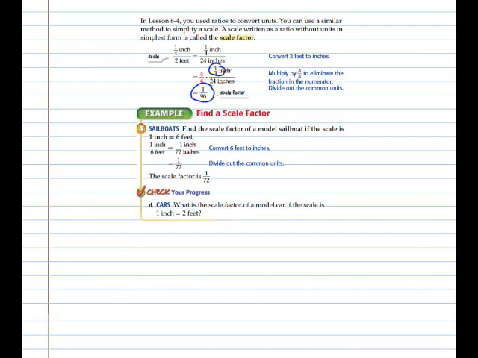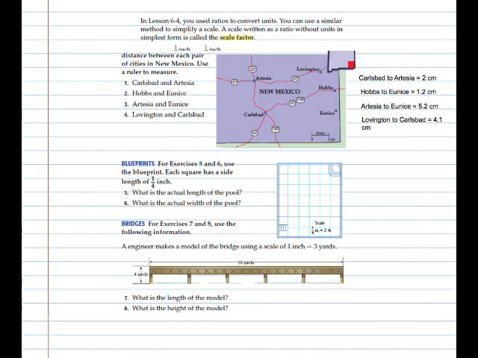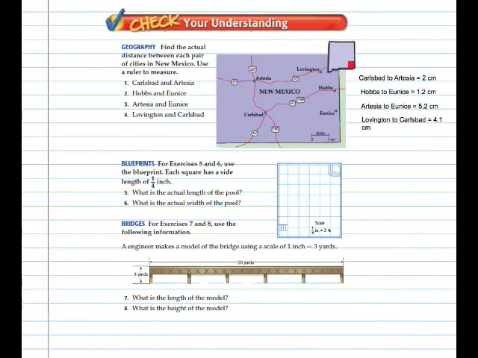In our second example, it's 1 inch to 6 feet. 1 inch to 72 inches. In this case, we simply divide out the common units. We can leave our scale factor as 1/72 because we don't have a fraction in the numerator or the denominator. In example D, our ratio is 1 inch to 2 feet, which means 1 inch to 24 inches because that's how many inches there are in 2 feet. We divide out the common units, and our scale factor is 1 to 24.